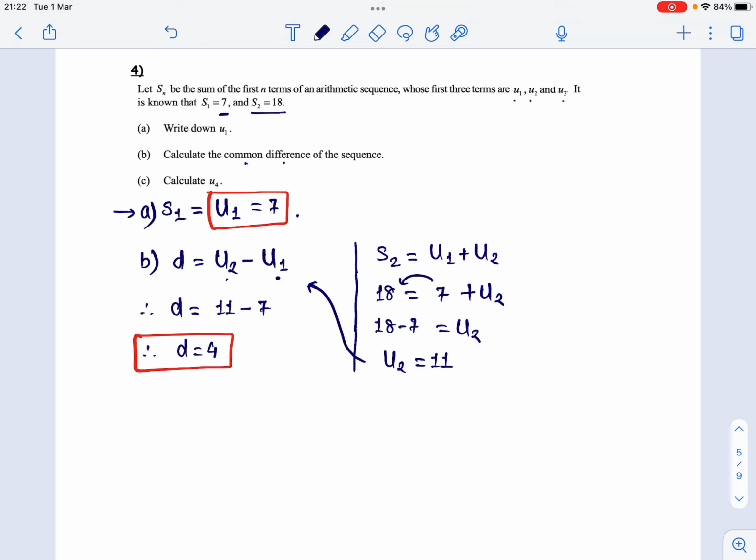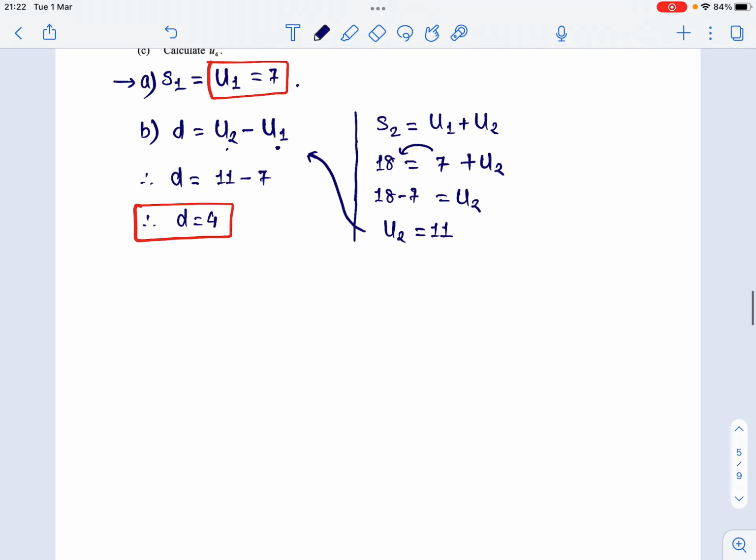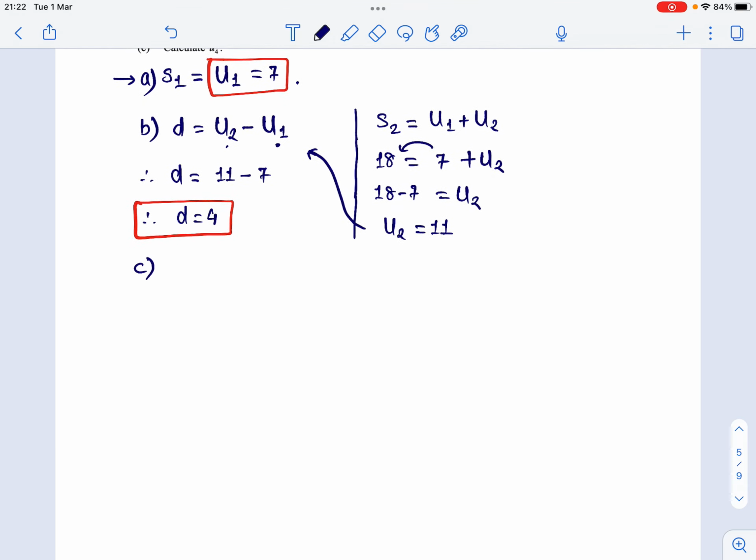Last part, they ask to calculate the value of u4. Straightforward un formula. The un formula is given in the formula booklet: u1 plus n minus 1 times d. We will write down un as u4. u1 we calculated as 7. n is given as 4, minus 1, and the difference we calculated from the first part, which is 4.